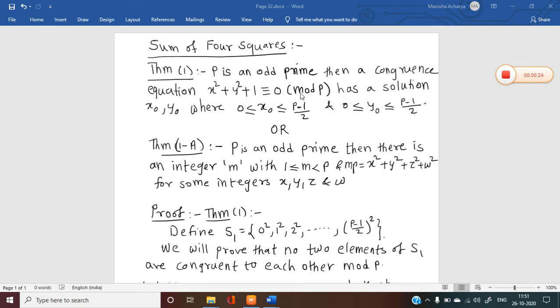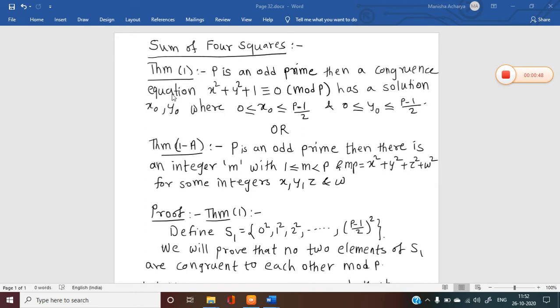Then we have seen that numbers of the form 4 raised to m into 8k plus 7 cannot be expressed as sum of three squares. Then which numbers can be expressed as sum of three squares? That is actually an open problem. That can be a research topic for you also. So you also can try a research on it. Okay. So now we come to the last part, that is sum of four squares.